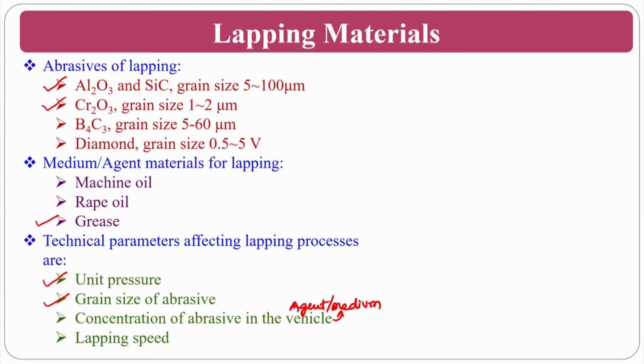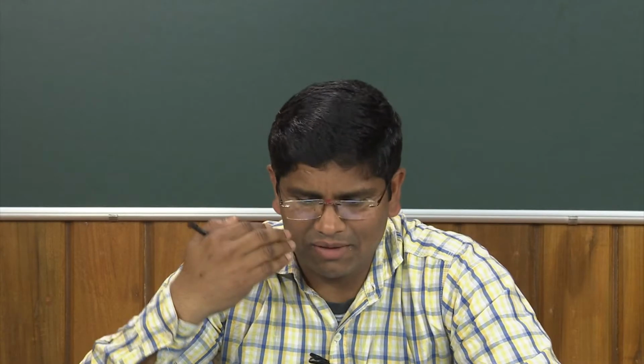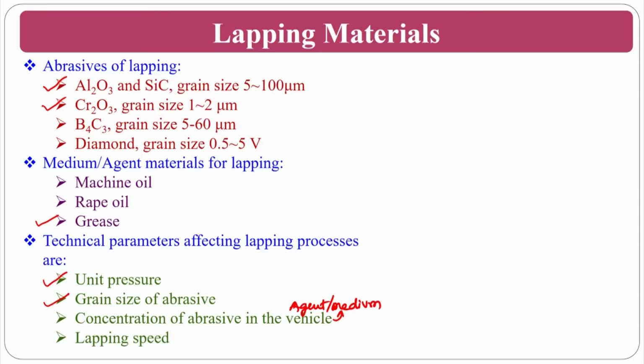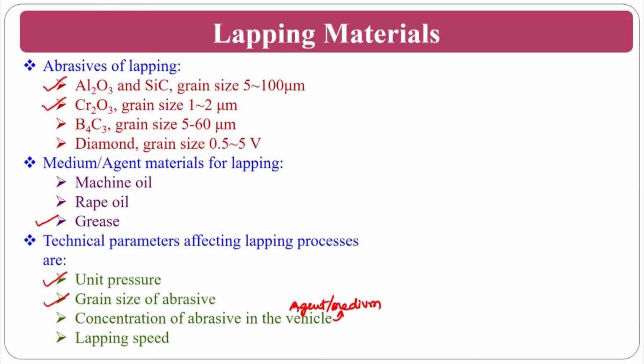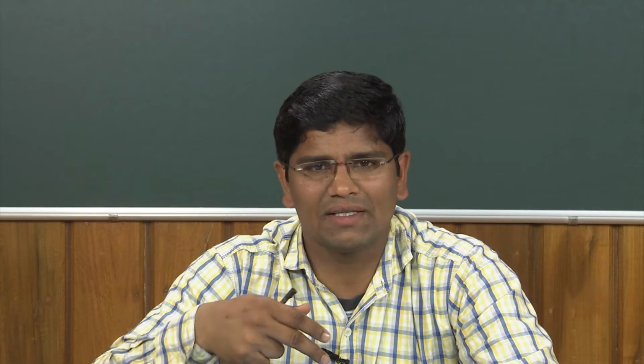So it all depends on what type of requirement the particular operator has. If the requirement is finishing, you don't need to go for a higher amount of abrasive particles. If you are going for a higher material removal rate, you have to go for coarse as well as high concentration. That means coarse particles, and also higher concentration. The lapping speed: if the speed increases, what will happen? The number of times the abrasives come in contact with the workpiece will be very high, so the material removal also will increase.